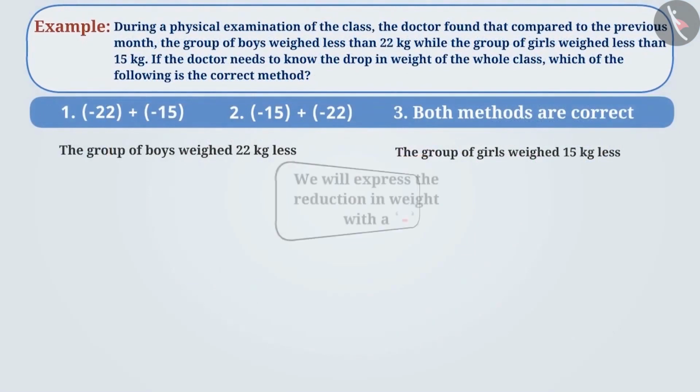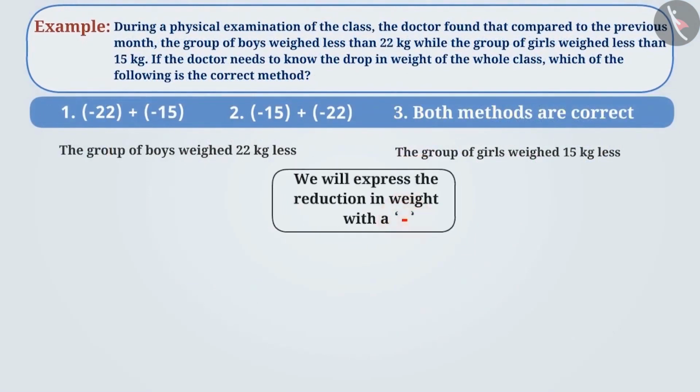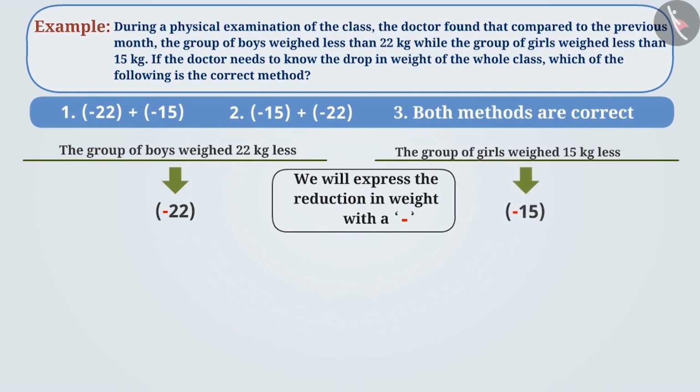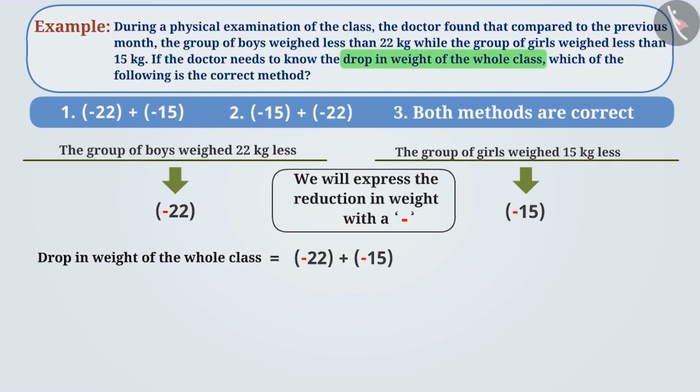In this example, we will express the reduction in weight with the minus sign. Since the group of boys weighed 22 kg less, we would express it by minus 22. Similarly, the group of girls weighed 15 kg less, so we'll express it by minus 15. To find the drop in weight of the whole class, we have to add minus 22 and minus 15.